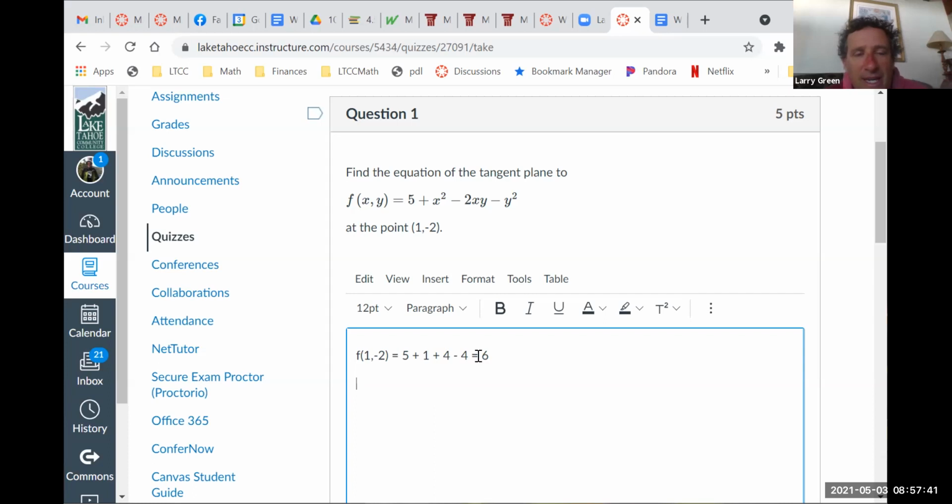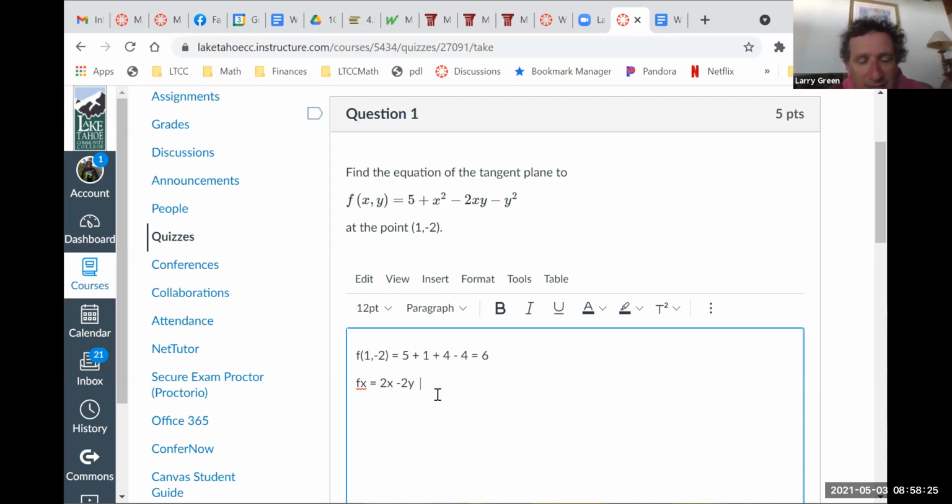Then we also need to find the partial derivative of f with respect to x. And it's just a polynomial. This should be pretty simple. The derivative of 5 with respect to x is 0. The derivative of x squared with respect to x is 2x. What's the derivative of minus 2xy with respect to x? Yeah, it's minus 2y. And what's the derivative of negative y squared with respect to x? It's 0. So that's it for f sub x.